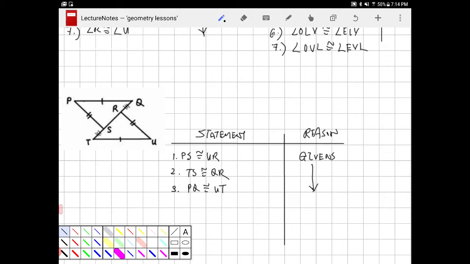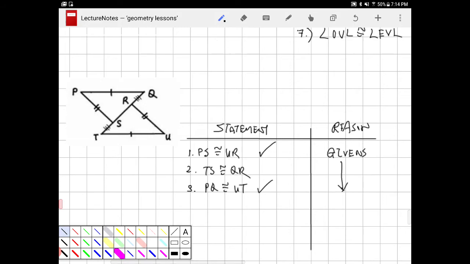Notice though, PS is a side, congruent to UR, and PQ is a side, congruent to UT. However, TS to QR, that is not a side. So for these two triangles right now, there's only two sides that are congruent. However, you are given information about a partial side. So our task in the next couple minutes is to show that this side here, TR, is the same length as QS. So how are we going to do that? If this is reminding you of the segment addition postulate, then you're definitely on the right track.